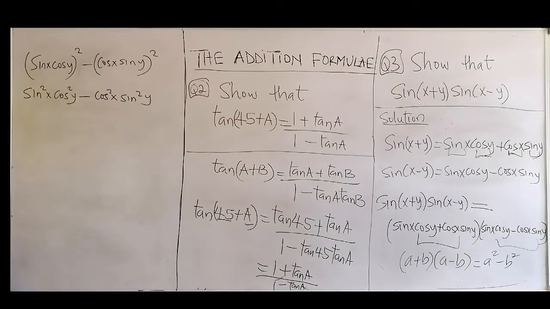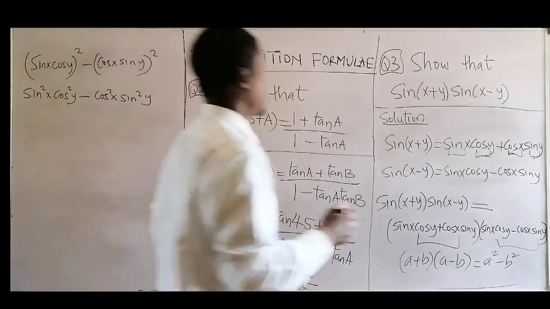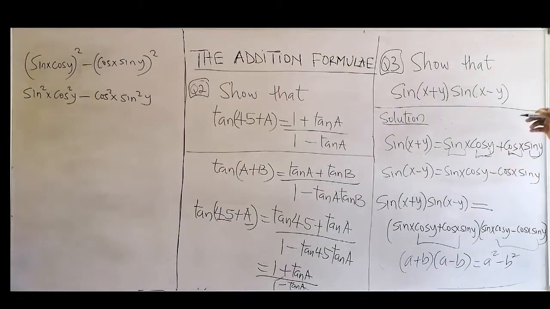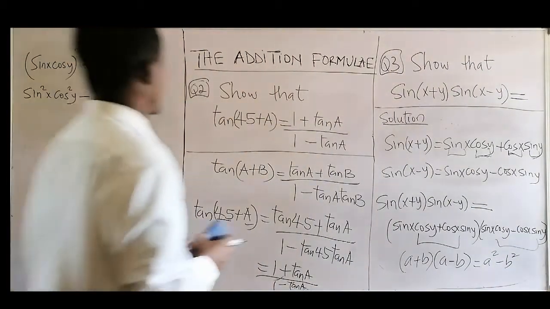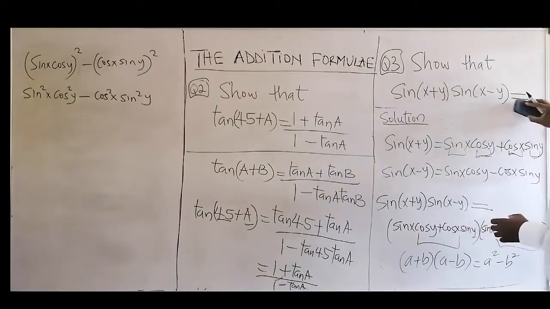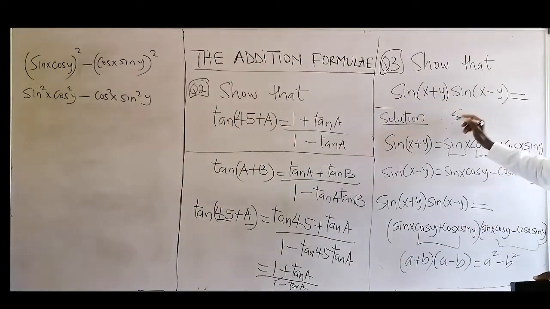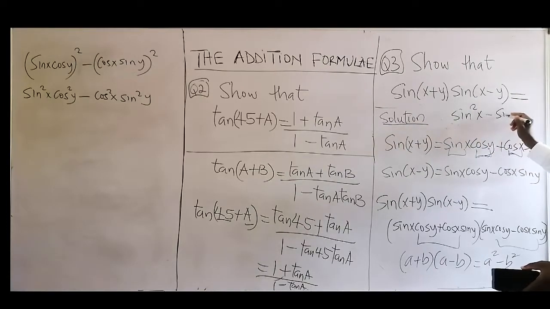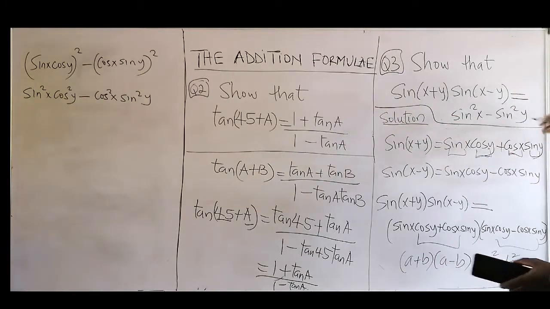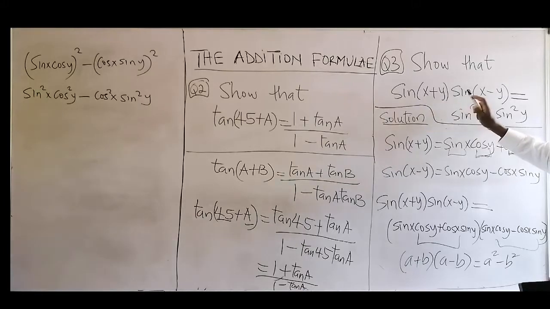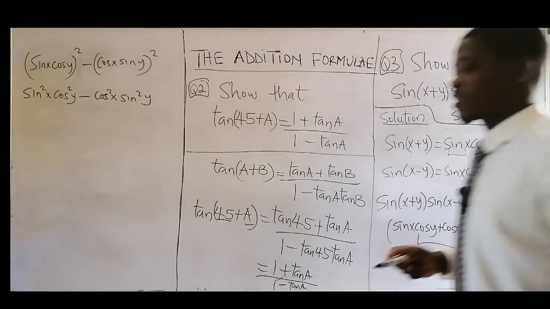So what we are going to do now, if you look at the final proving, show that, I didn't even finish the question, show that this times this is equal to sine squared x minus sine squared y. So that's what we are told to do. Show that sine of this function times sine of this function is equal to sine squared x minus sine squared y. So that's the question. Okay.